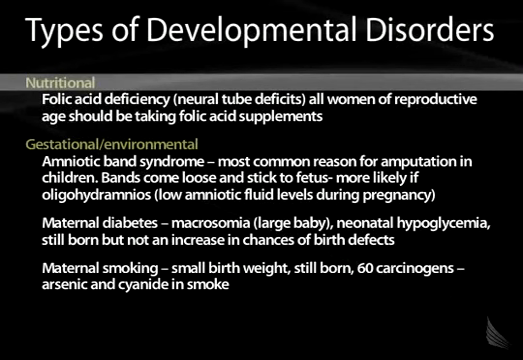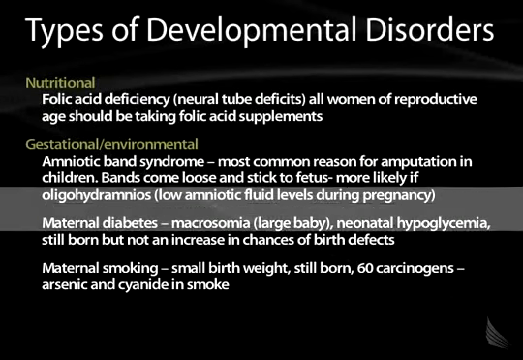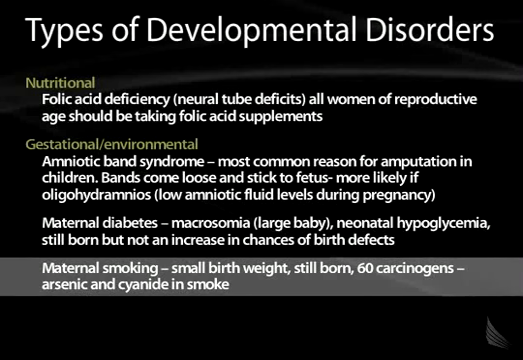And now for nutritional. We talked already about folic acid, and then gestational with banding. Maternal diabetes we'll come back to, but remember that's an important one for macrosomia, which will cause very large babies because of the neonatal hypoglycemia. It can go all the way to stillborn or just very large. Maternal smoking will cause a reduction in infant size, and oftentimes can lead to having a stillborn infant because of the carcinogens, including arsenic and cyanide, which are considered present in smoke.